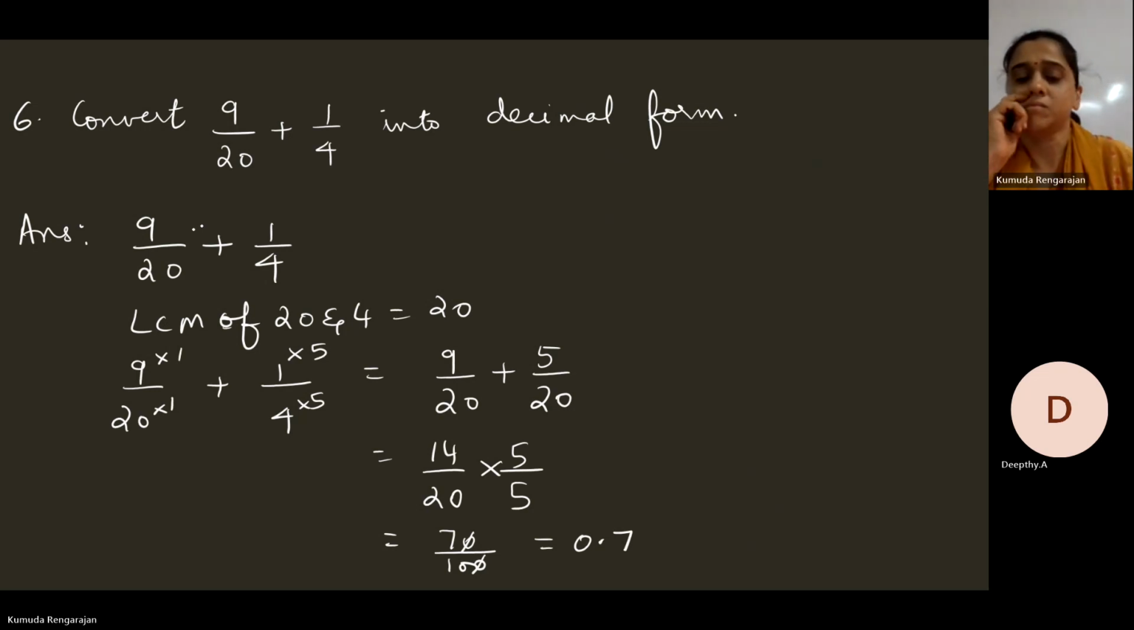Finished? Why should you multiply and divide by 5? To bring 20 to 100. 20 into 5 is 100. So multiply the numerator also by 5. 14 into 5 is 70. Now 70 by 100, you can cancel one 0 from the numerator and denominator. But 7 by 10, which is 0.7.